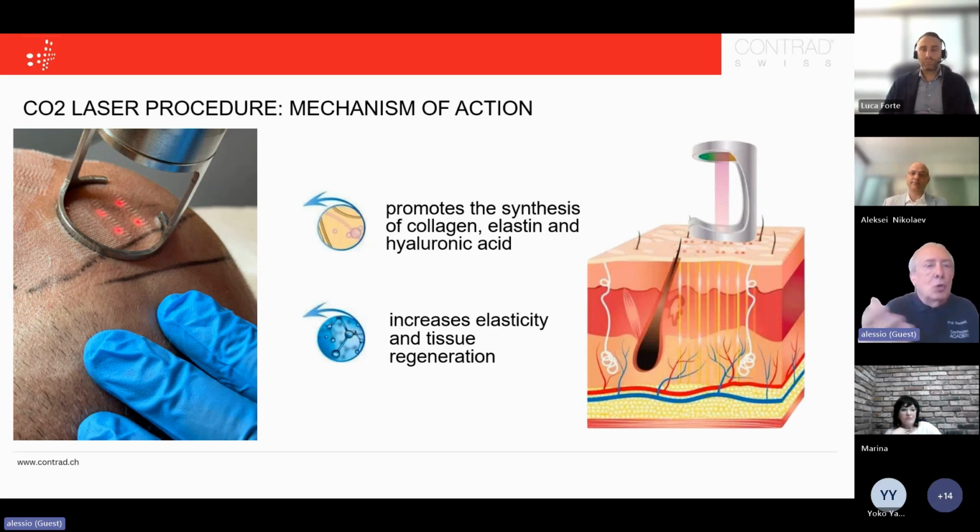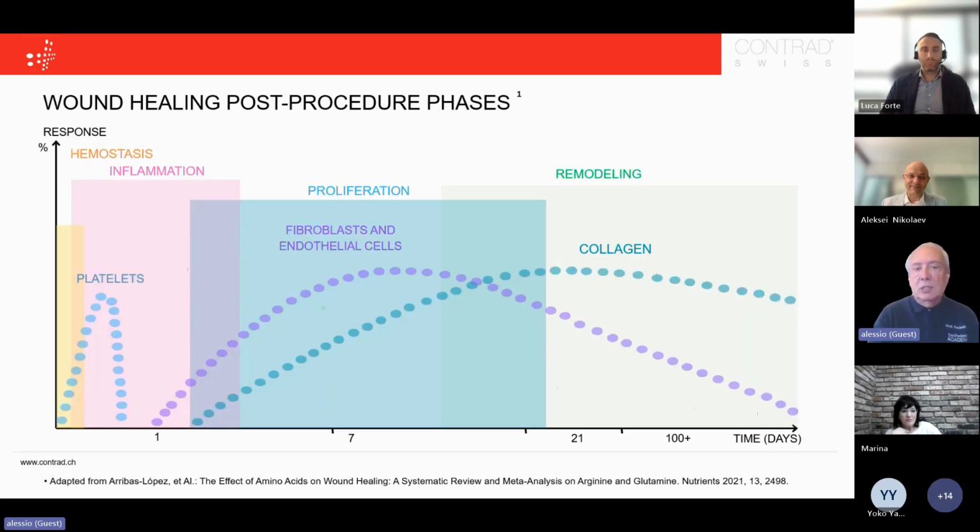For example, also when I use Sculptra, polylevulactic acid, I have some interesting results, but the fibrosis is much more. When I use the CO2 fractional, it's totally another thing. And with CO2 fractional, I have an increase in elasticity and tissue regeneration over all the healing procedure phases, from the first until the fourth, in more than 100 days.